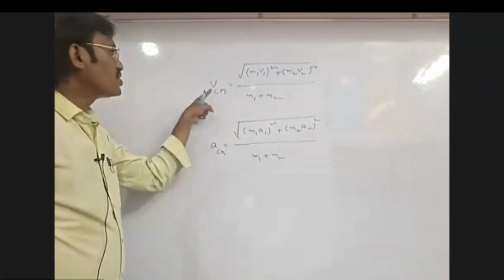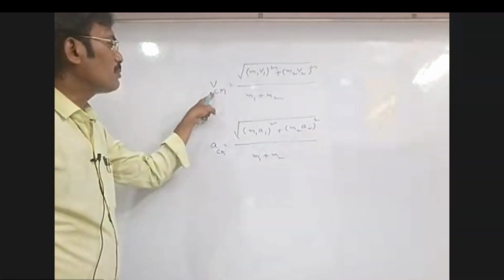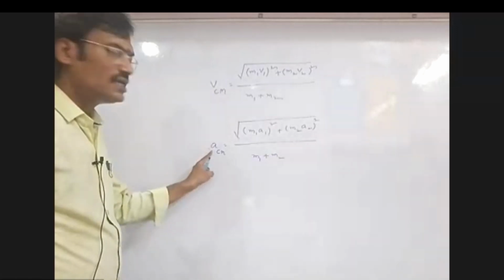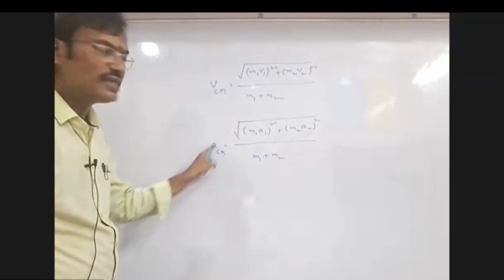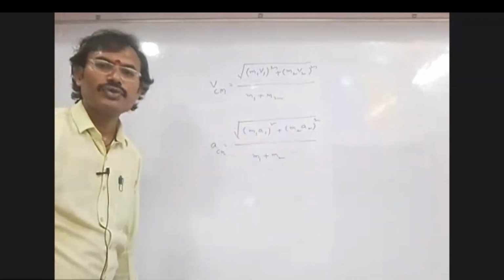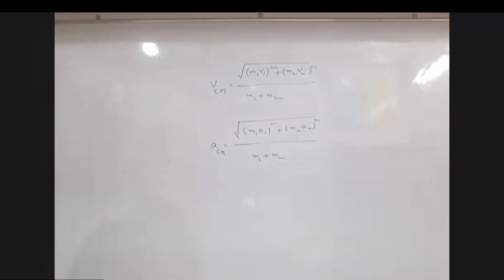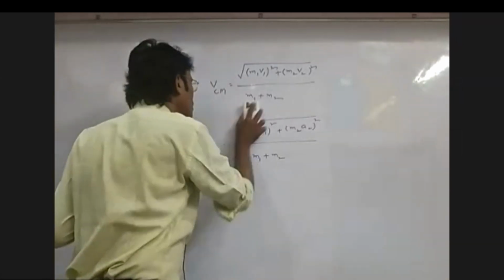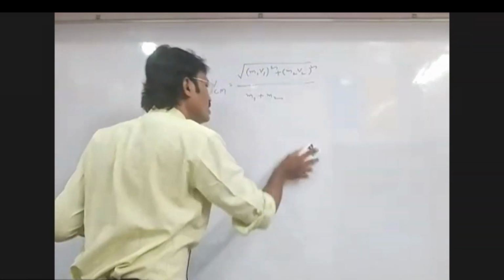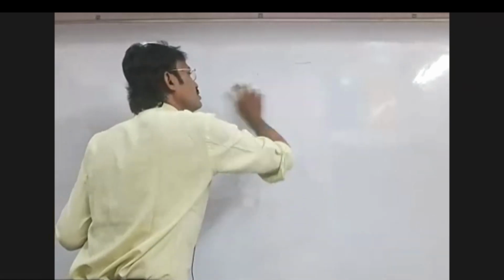This is the velocity of center of mass when both the particles are moving perpendicular to each other. This is the acceleration of center of mass when both the particles are moving perpendicular to each other with the accelerations A1 and A2. Now, one more important model here we are taking, and this is the application which we consider from the laws of motion.